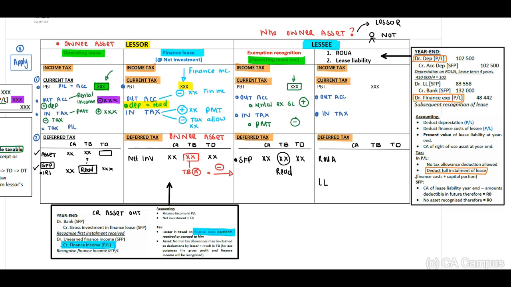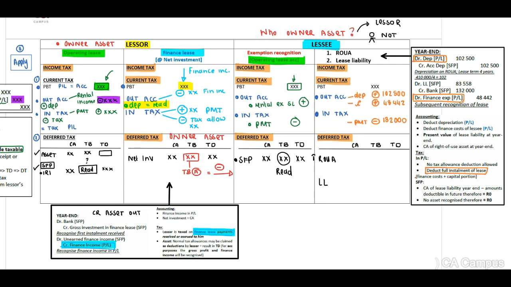Therefore, if we take out our accounting rules, we need to take out our depreciation. We need to add this back, the 102,500. We need to add back our finance expense. This is a plus. Add back 48,442. And we are able to deduct the full installment, the payment. Take this out, and this will be the 132,000.